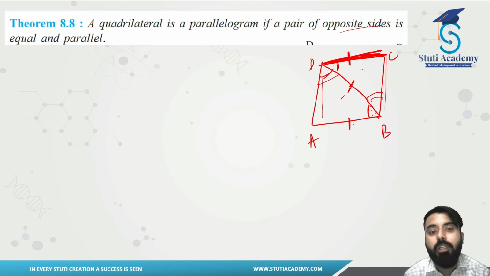Or you can do what? You can do this, that BC is equal to AD. If one pair of opposite sides is equal, and another pair of opposite sides is equal, then the figure is a parallelogram. So you can go either way.